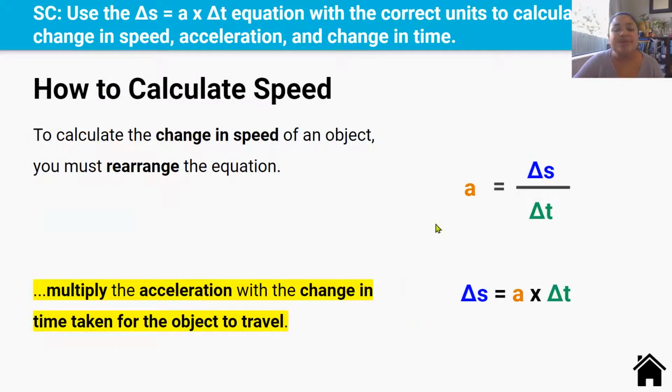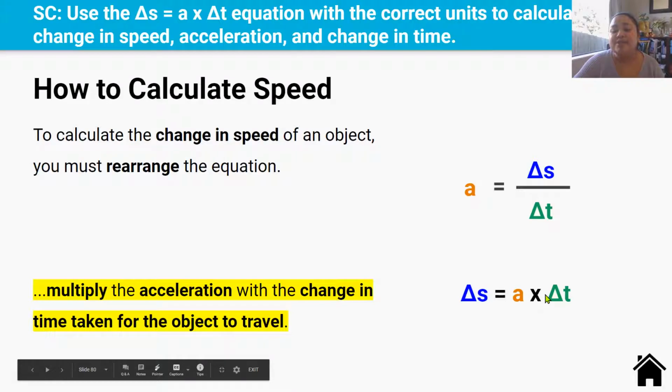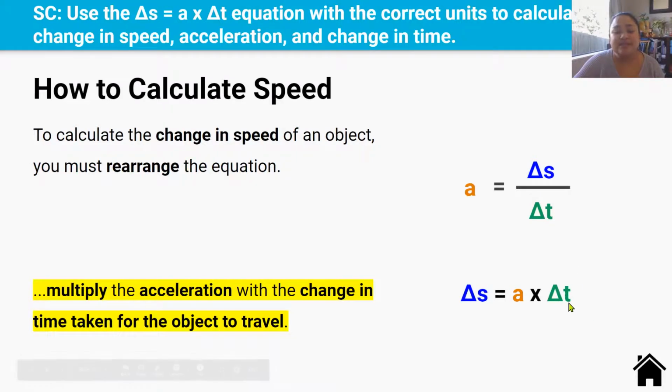So using this symbol equation, how do we calculate speed? To calculate the change in speed of an object, you need to rearrange this equation to this. After rearranging this equation, you'll see that to find out the change in speed, you need to multiply the acceleration, symbol a, with the change in time taken for the object to travel, change in t.